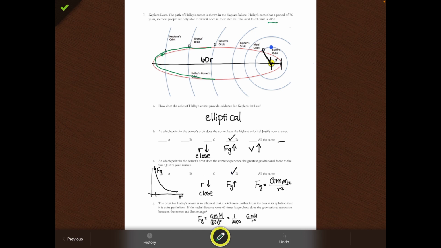Hey, if you're around for the 2061 showing of the comet, you're probably going to be able to see the comet for a few months while it's close to Earth. But then it's going to spend the rest of its 76-year period very far out in the solar system by Neptune and Uranus.